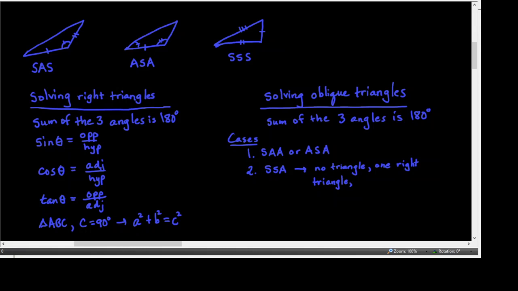Or there could be two oblique triangles that exist given that information. And because of this ambiguity as to whether I will have no triangles, one right triangle, or two oblique triangles, we always talk about this case as the ambiguous case.